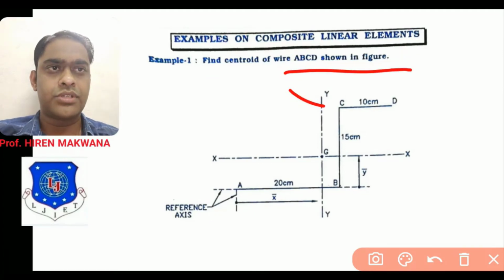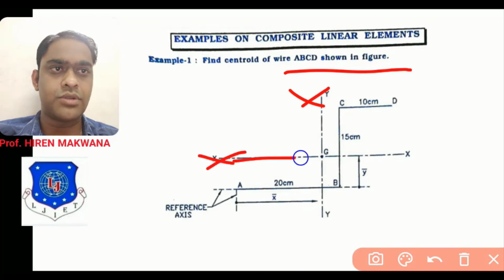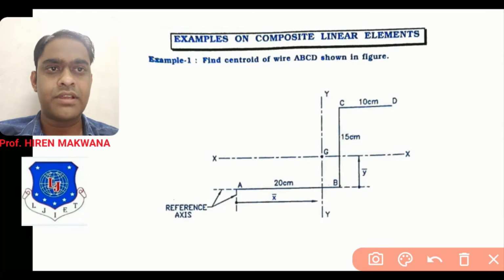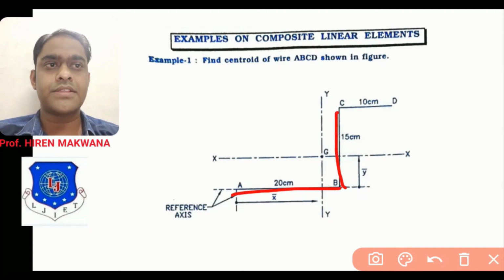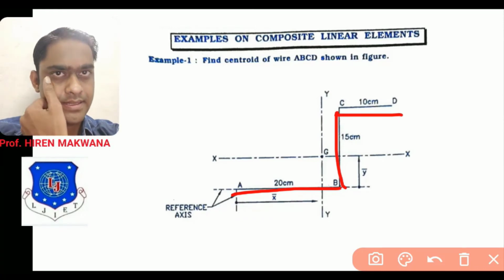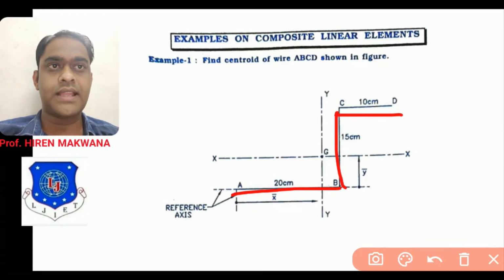As of now, just forget this x and y axis. This dotted x and y axis you just neglect. What is the main figure? Starting from point A, B, C, D. So this is the composite element. In this composite element there are three parts. First part is AB, second part is BC and third part is CD. So these three lines are composite lines.